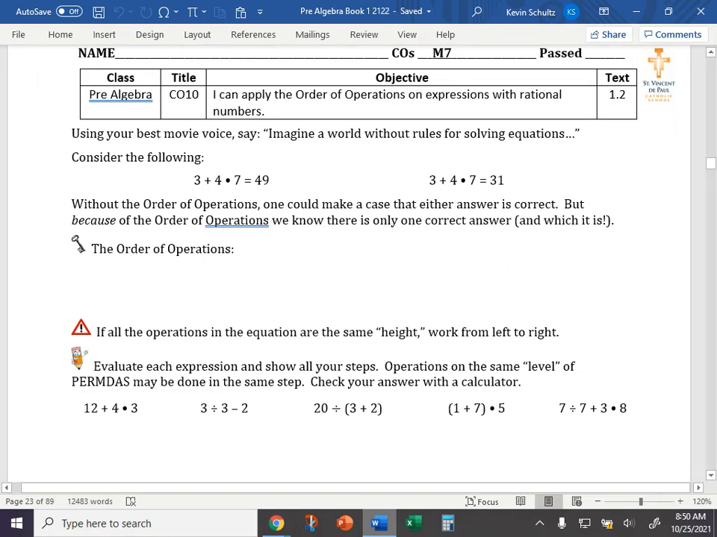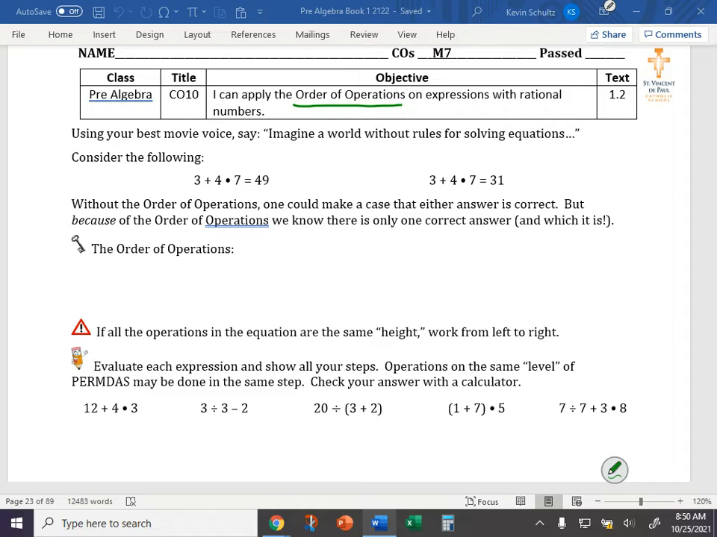Imagine a world without rules for solving equations. That's what we're going to talk about today. You've heard about the order of operations before. Hello and good day, Algebra, by the way. Order of operations. It's essentially the rules for solving an equation or evaluating an expression.